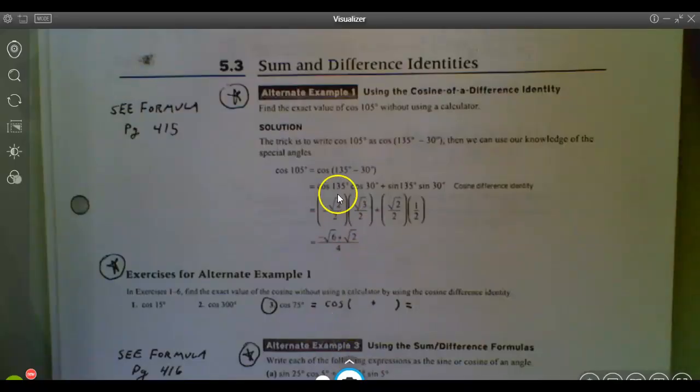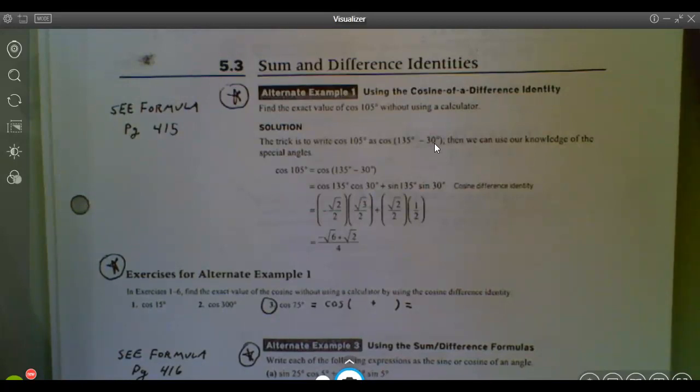So we're going to take a value like 105, and we want to split it into two values that we do know. We do have values for 135 and for 30. And so we're simply going to write that as a subtraction statement. Obviously, you can see this still equals 105. By splitting it up into angles that we do know, now we can apply a formula to this and then simplify it from there.